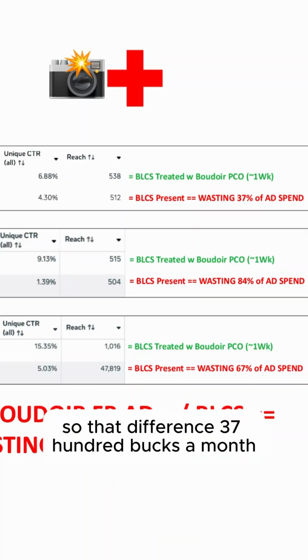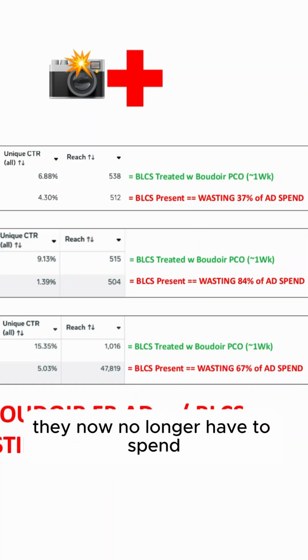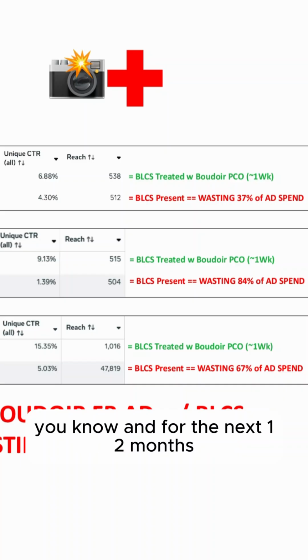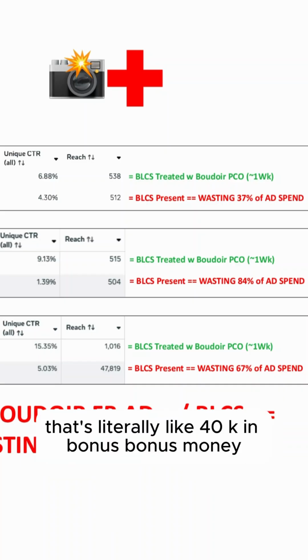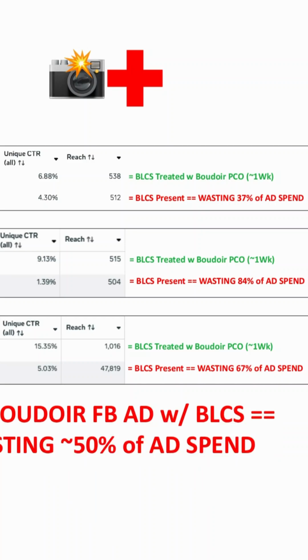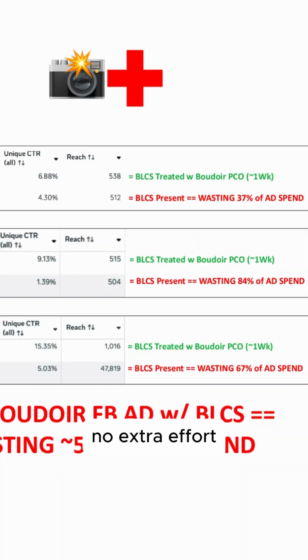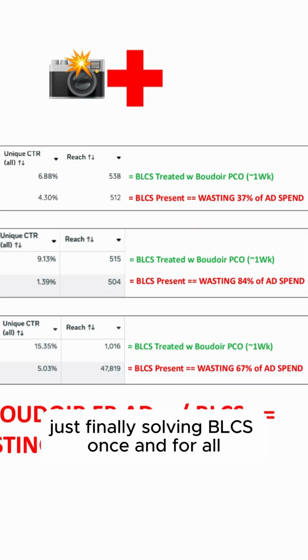So that difference, $3,700 a month, they now no longer have to spend. They can pocket it. They keep it in their pocket every single month, and for the next 12 months, that's literally like 40K in bonus money. It's kind of like phantom bonus, Boudoir Pico bonus, whatever. No extra effort, no servicing extra clients, just finally solving BLCS once and for all.